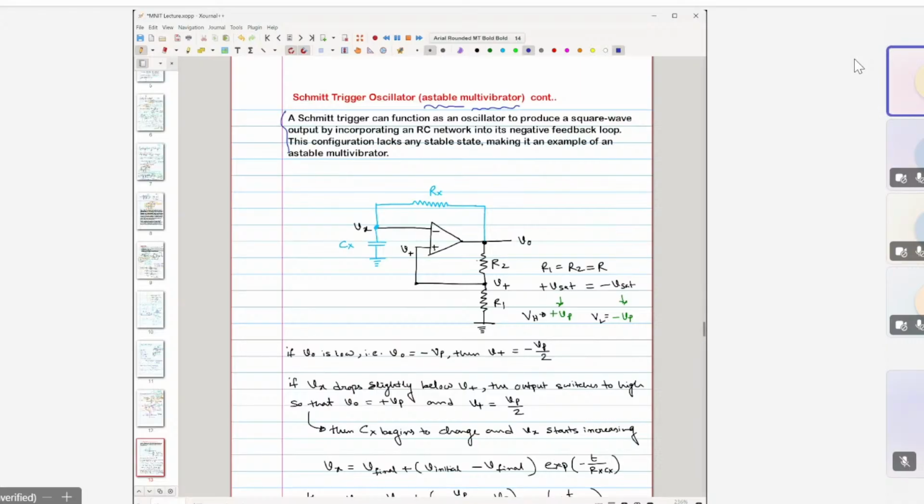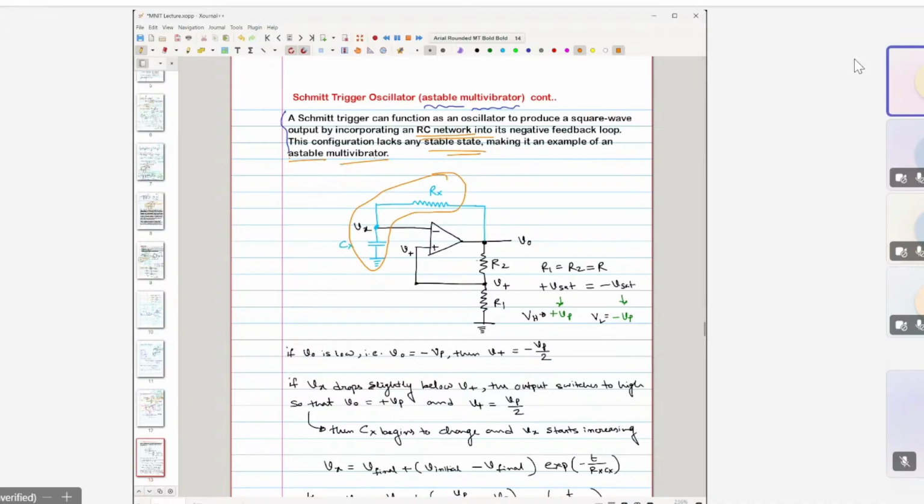A Schmitt-Trigger circuit can function as an oscillator to produce a square wave output by incorporating an RC network in its negative feedback loop. Remember what is written here: RC network in a negative feedback loop. This configuration lacks any stable state, meaning it will not produce an output voltage that is always high or always low. It will keep on toggling between high and low. That's why it is called an unstable multivibrator.